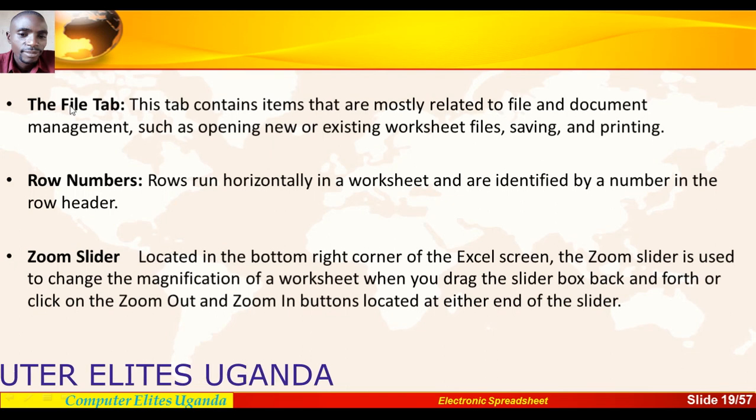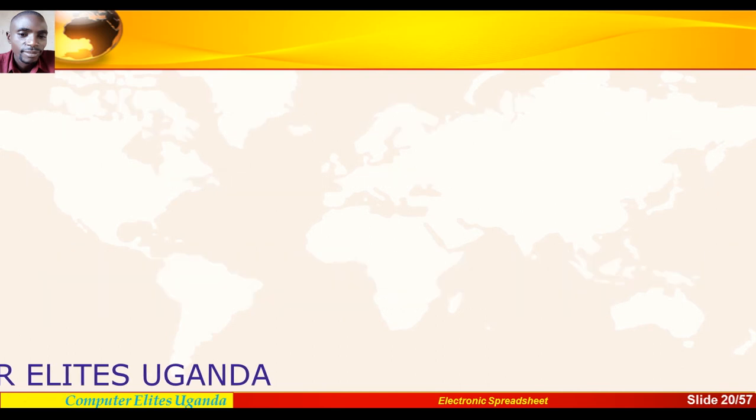Then we have the zoom slider. This one is located in the bottom right corner of the Excel screen, and it is used to change or magnify the worksheet based on how you want it to be zoomed. With the zoom slider, you can slide it to the right or to the left, depending on the magnification of your worksheet according to how you want it to display.